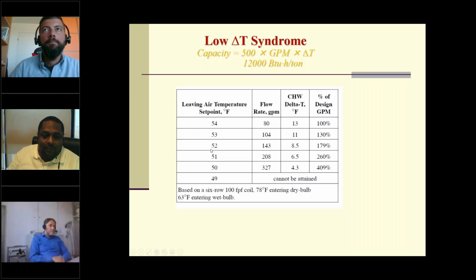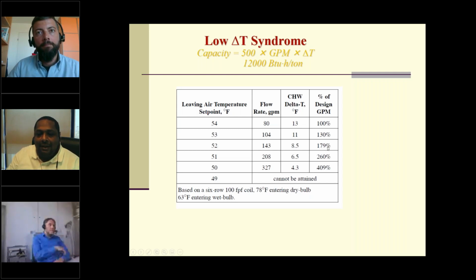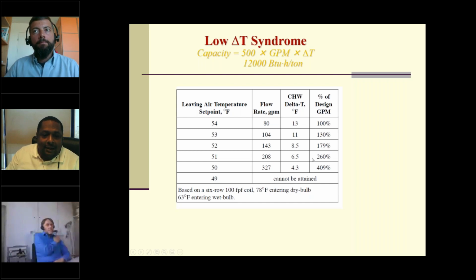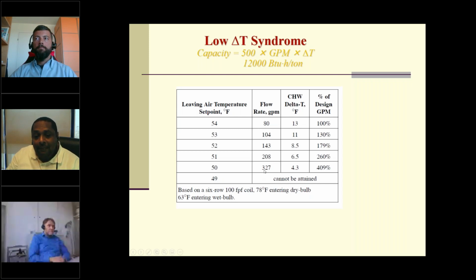If it is reduced one more degree to 52, the flow will go up by 179 percent extra, and if we go to 50 F, the flow of the GPM will increase from 80 to 370, which means 400%. 49 cannot be attained because it will be more than 400 design GPM in the system.